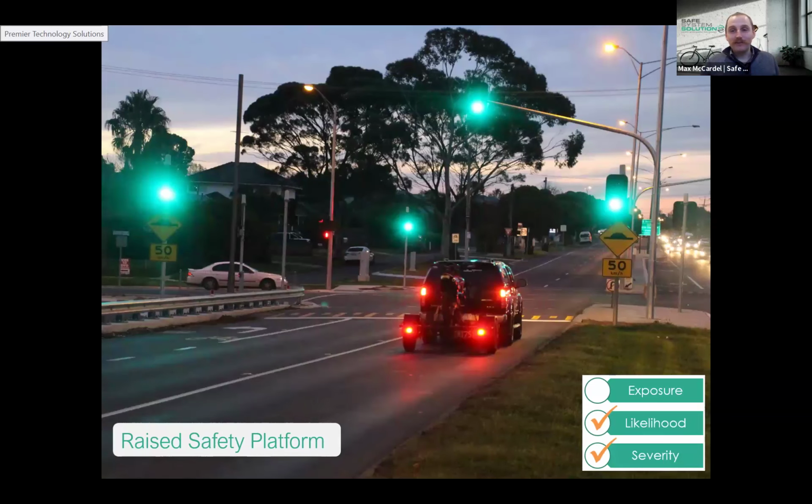This is one of Ken's favorite photos. Ken took this photo when he was out doing the road safety audit for this post-construction. The reason he loves this is we've got the green phase going for this through traffic, but we've also got the brake lights on. So we've got a vehicle that's actually slowing down prior to getting to a conflict point, which is pretty exciting. So if a collision were to occur, it's much more likely to be survivable there.